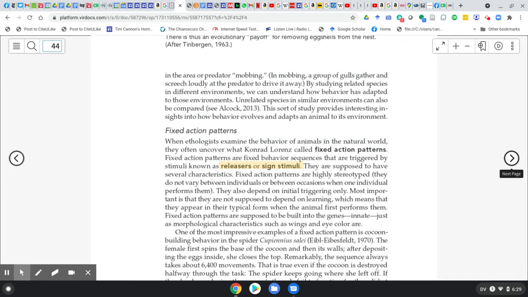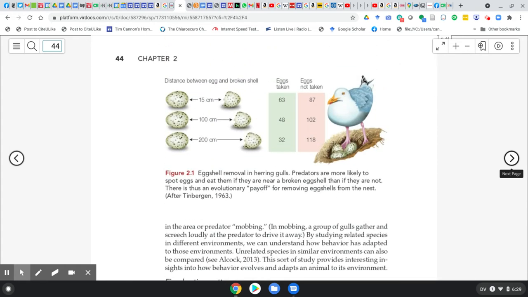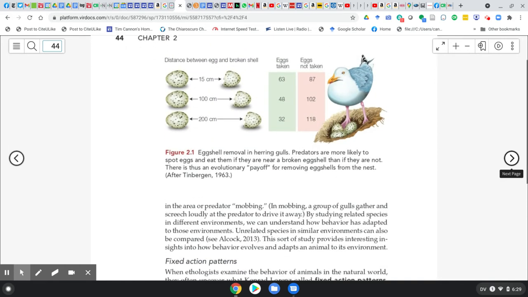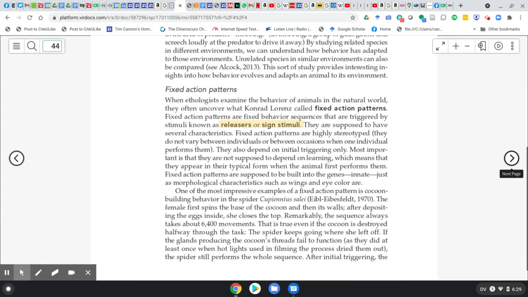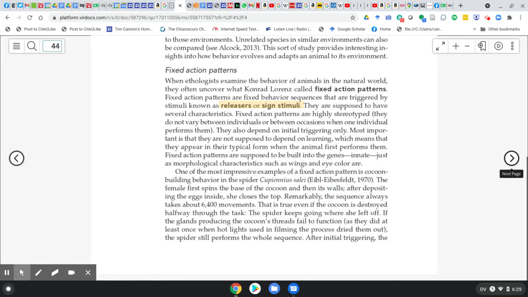There, we talked about releasing stimuli, and we also talked about supernormal releasing stimuli. By the way, some of the research on the herring gulls revealed that. I think that's in here somewhere. You can get them to retrieve eggs that are not their own and ignore their own if you make the fake egg correct.